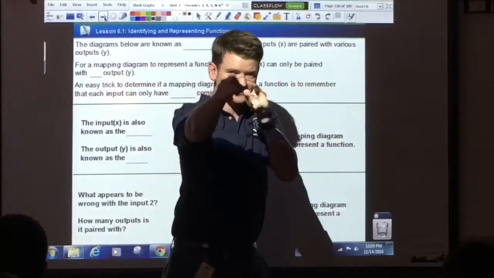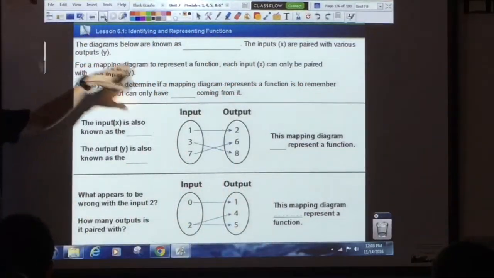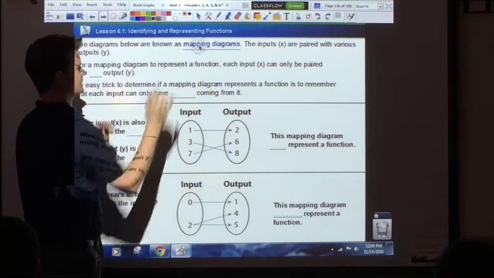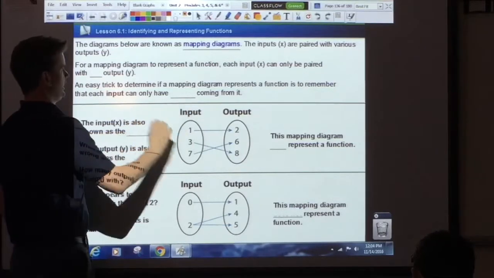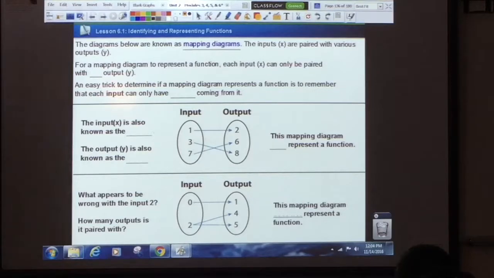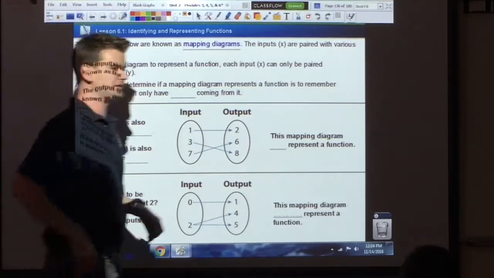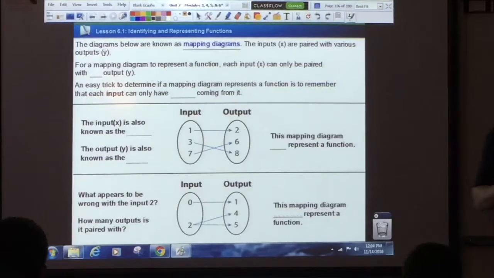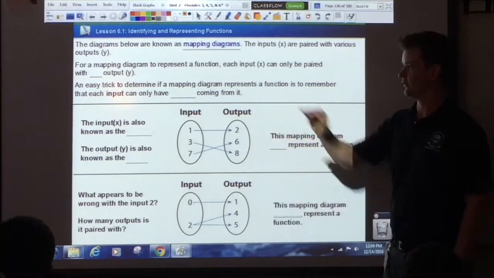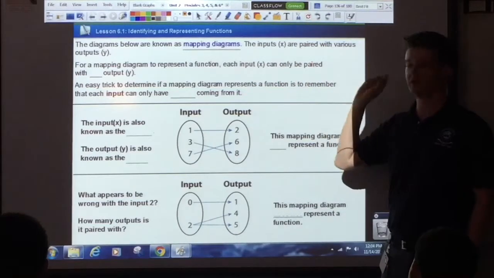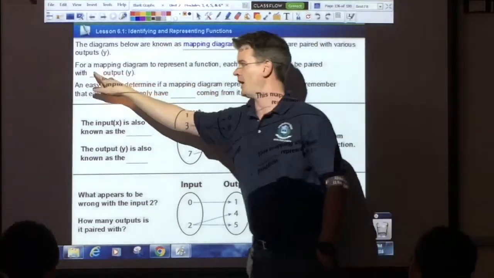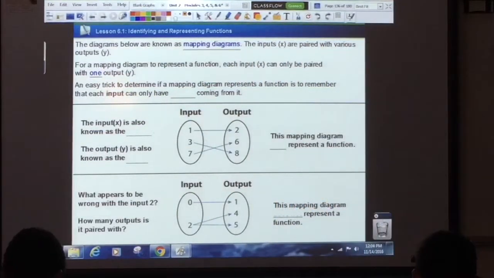Okay, so let's talk about identifying and representing functions. The diagrams below are known as mapping diagrams. On the left, you have your inputs. That's your x values. And on the right, you have your outputs. Those are your y values. For a mapping diagram to represent a function, each input, I told you you're going to hear this again, can only be paired with how many outputs? 1 output. It's always 1 output. Each input can only be paired with 1 output.